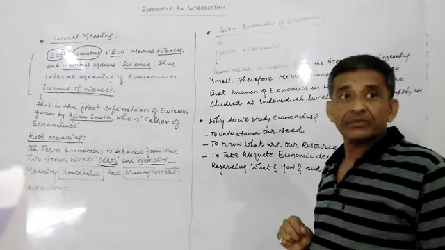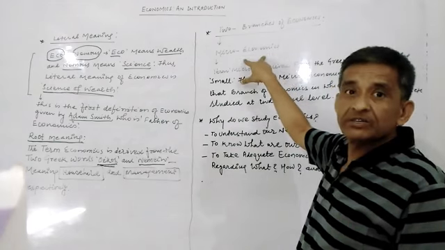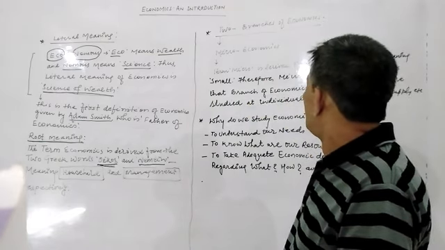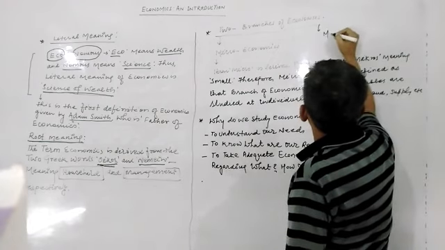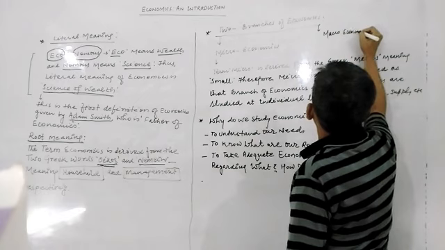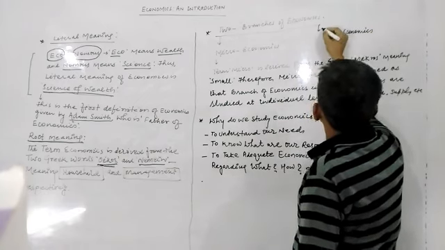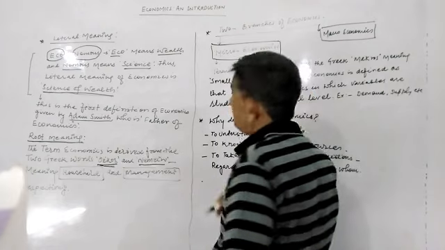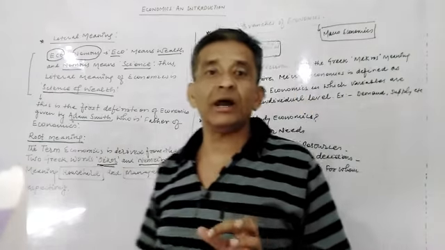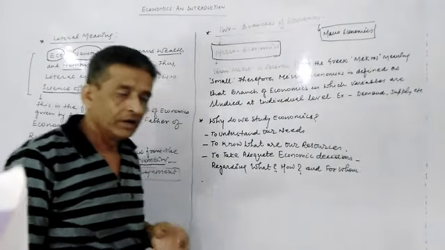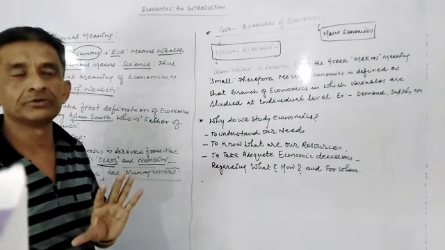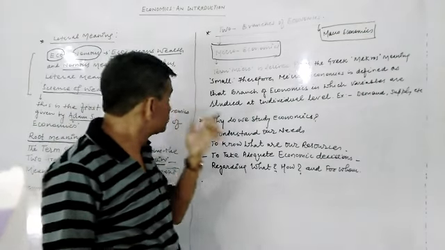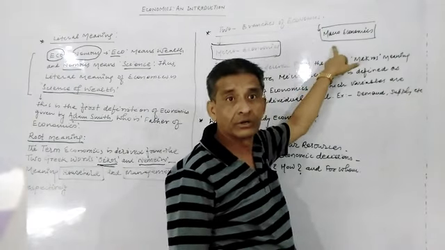Coming to the next side, we have to study two separate branches of economics. One is the microeconomics and other is the macroeconomics. Till 1930s, at the time of economic crisis, you all know, economics was just economics. It was not divided into two parts. Around 1933, it was divided into two parts as microeconomics and macroeconomics.